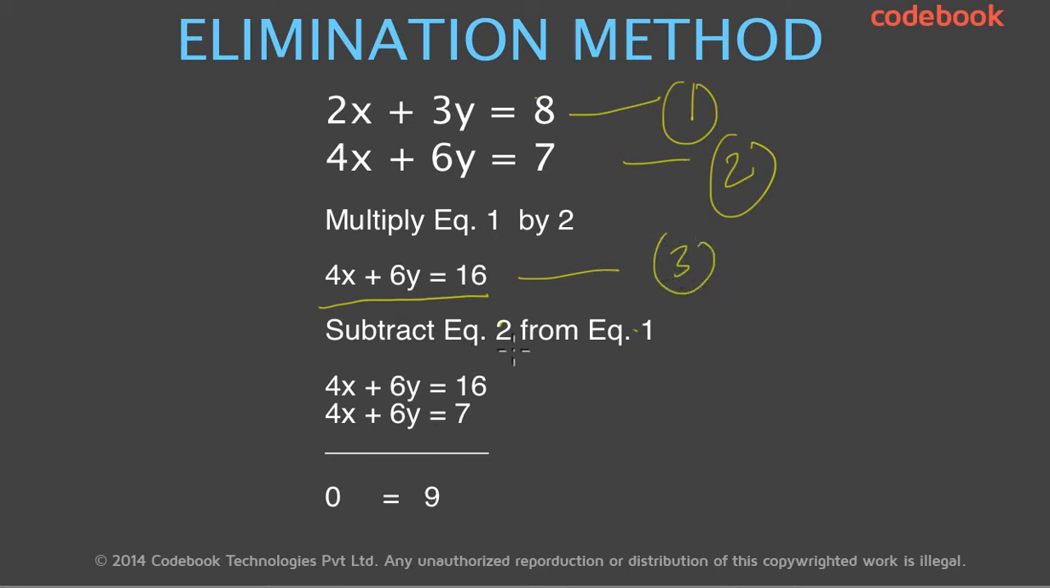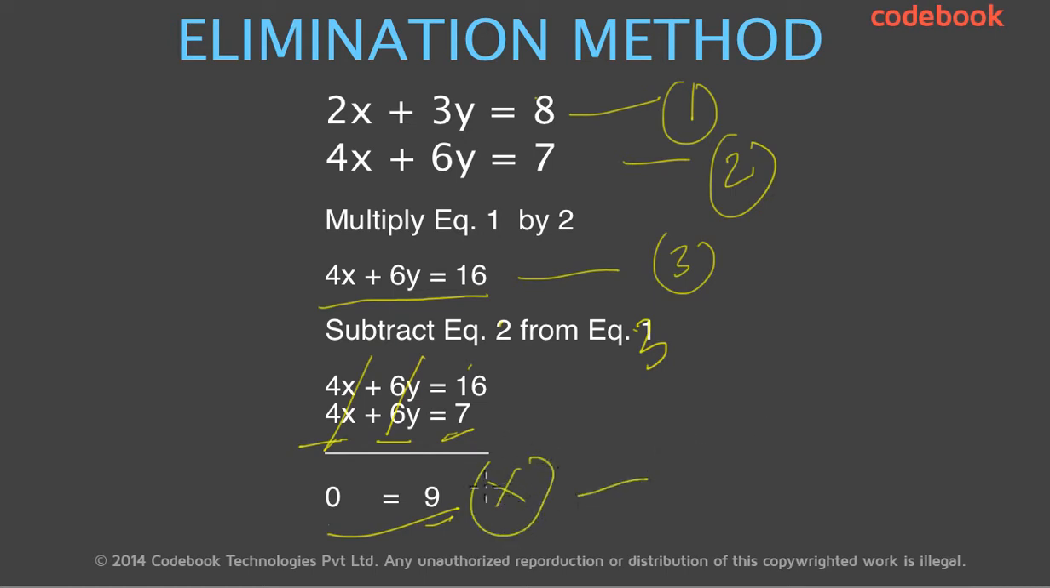Now let's subtract equation 2 from equation 3. Equation 3 is 4x plus 6y equal to 16. Equation 2 is 4x plus 6y equal to 7. By subtracting, you will cancel out both the terms, which means it is 0. And over here, you have 16 minus 7 is 9. So we are saying 0 is 9, which is wrong.